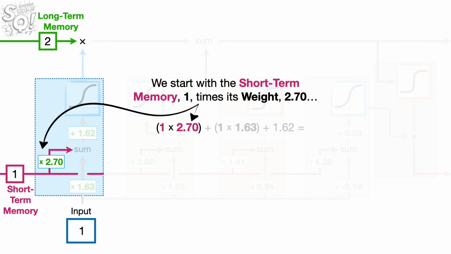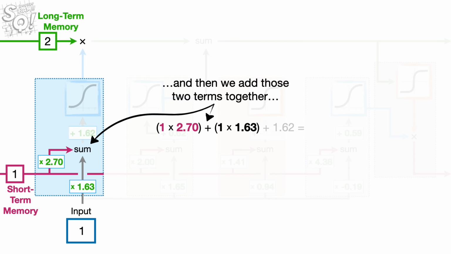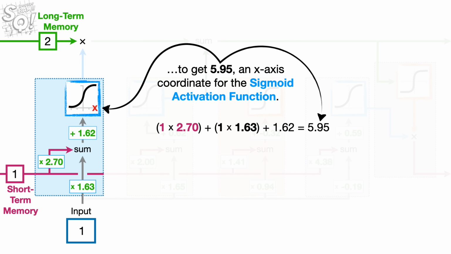We'll start with the short-term memory, 1 times its weight, 2.7. Then we multiply the input, 1, by its weight, 1.63. And then we add those two terms together. And lastly, we add this bias, 1.62, to get 5.95, an x-axis coordinate for the sigmoid activation function.